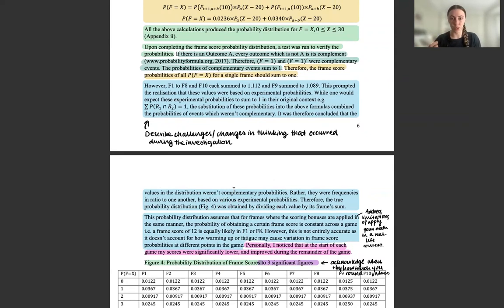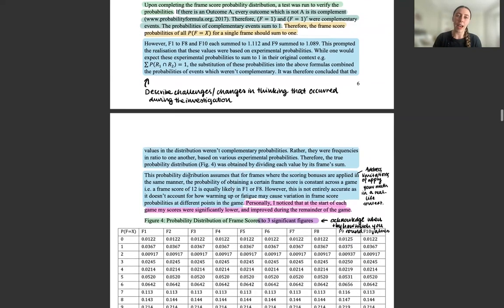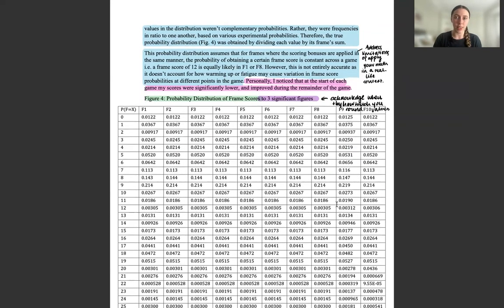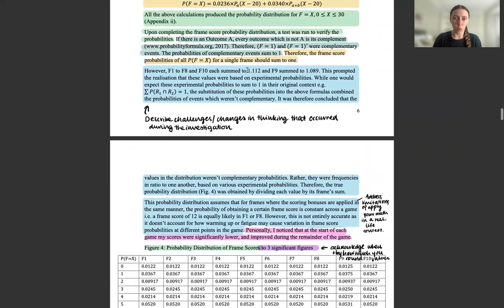The sum of complementary probabilities is supposed to be 1, because the probability that an event occurs and the probability that it doesn't occur should be 100%, because you've covered both options. However, when I added up my probabilities for this table, I got 1.112 and 1.089. So basically I didn't satisfy the test I had set out for myself, where I was going to check whether my probabilities are correct, because if they're correct, they should all add to 1. And they didn't. I was like, oh, this is very, very bad.